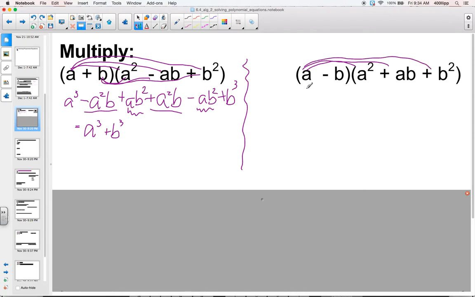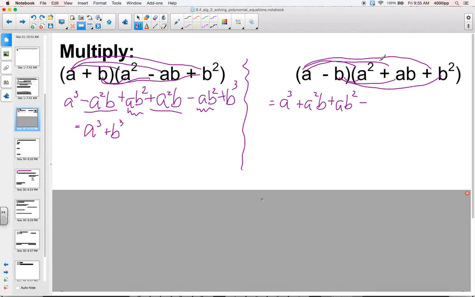So doing that, we have an a cubed plus a squared b plus ab squared. And then multiplying in your b to every term here. And this is a minus, so a minus. And then again, I have the a squared b.